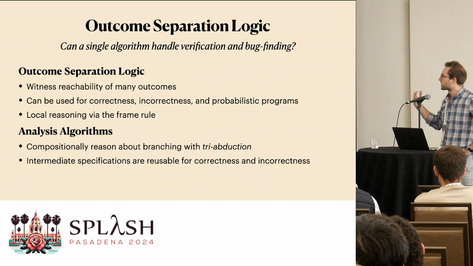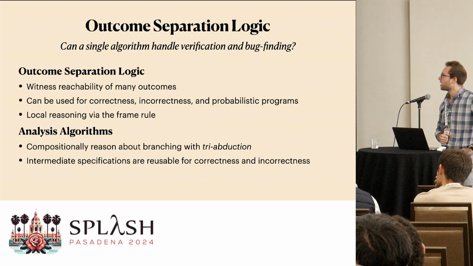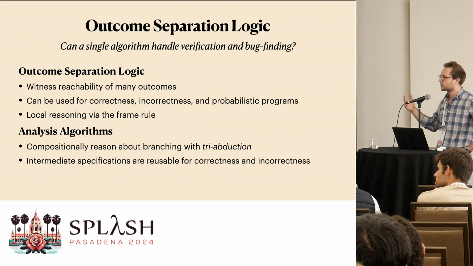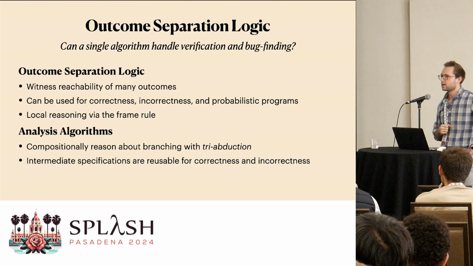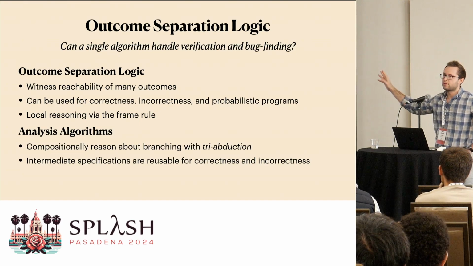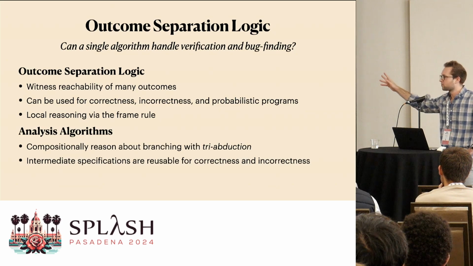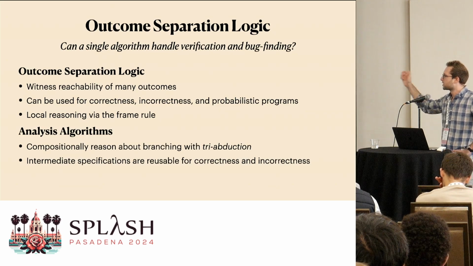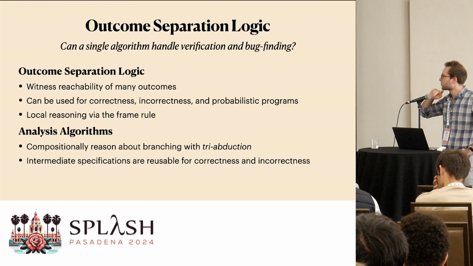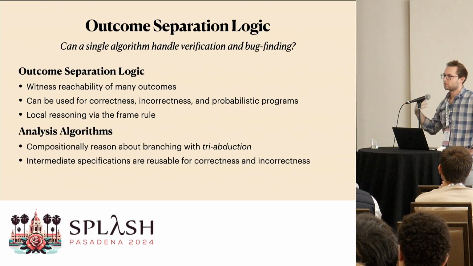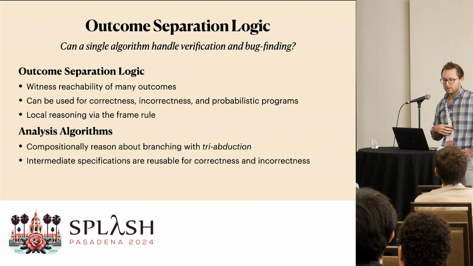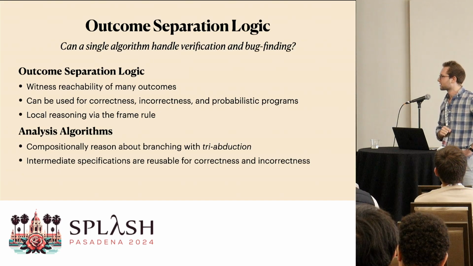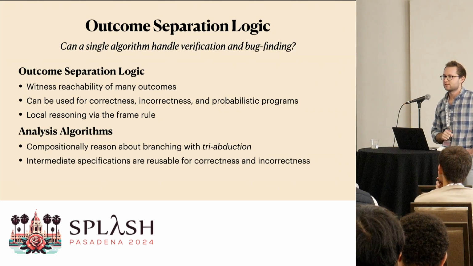So with that, I'm going to conclude. We saw how outcome separation logic allows us to witness the reachability of many outcomes. And because of that, we can use it for correctness and incorrectness. I didn't get into this, but the algorithm we have in the paper actually also works for probabilistic programs. So that's pretty nice. And all of it's powered by local reasoning with the frame rule. Using tri-abduction also, we were able to create compositional algorithms for these programs with branching and reuse specifications. So now I'm happy to take questions.